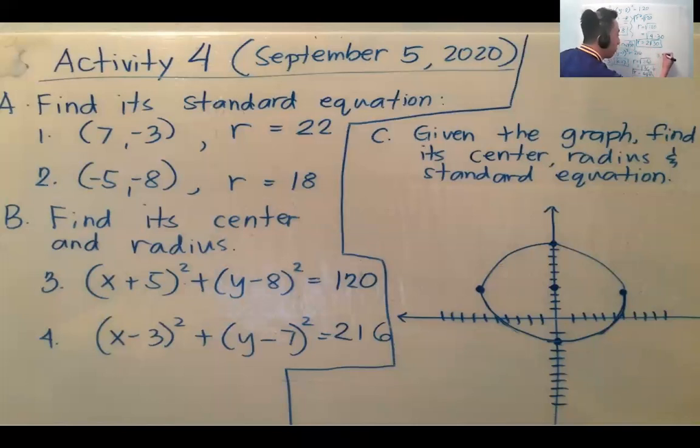So the answer for number 4 is this. 3, 7 as the center, and the radius is 6 square root of 6. This is for number 4. Okay? That's for number 4. Screenshot. 5, 4, 3, 2, 1. Okay? Next tayo na tayo sa number 5 or letter C.